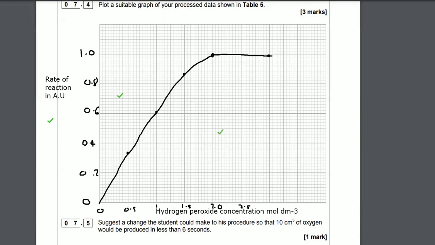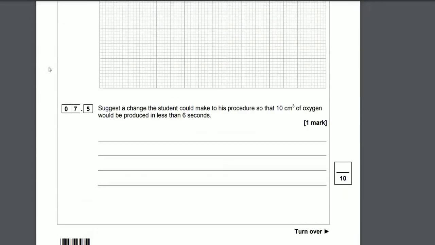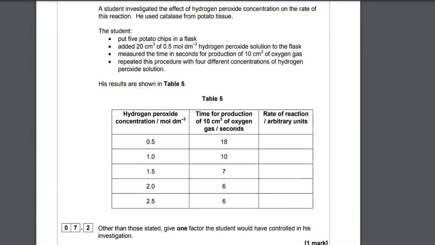So they've just given you a mark for the labels with the units, correct axes, using a suitable scale, and plotting the points. And the last part to this question says, suggest a change the student could make to this procedure so that 10 centimeter cubed of oxygen would be produced in a shorter time. How can we speed up the rate of reaction? Well, look, if I went to 3, it would still be 6 seconds. So concentration's no longer the limiting factor. Yeah, we got to a point where increasing the concentration has no effect.